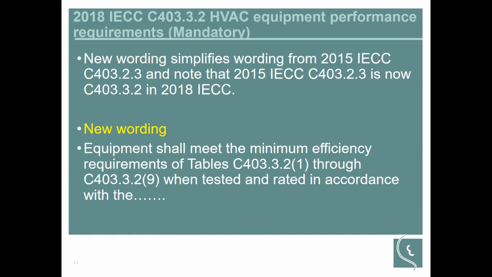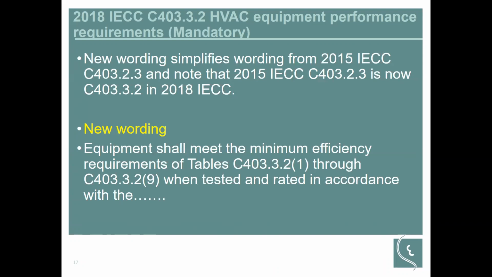The 2018 IECC 403.3.2 HVAC equipment performance requirements, which are mandatory. This new wording simplifies wording from the 2015 IECC C403.2.3, and note that the 2015 IECC 403.2.3 is now C403.3.2 in the 2018 IECC. Gosh, if I was dyslexic, this would give me even more gray hair than I have now with this renumbering.